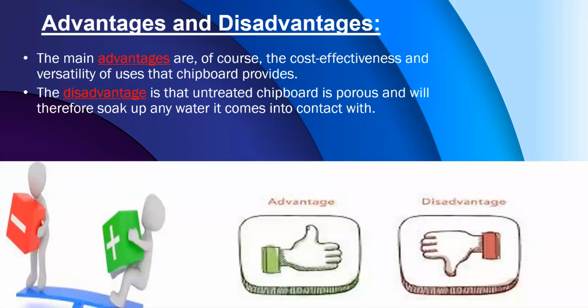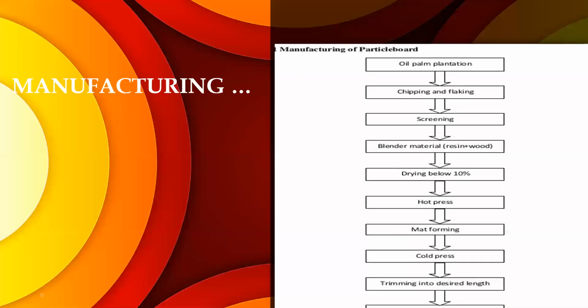Next, advantages and disadvantages of chipboard. The main advantage is the cost effectiveness and the versatility of use that chipboard provides. And the disadvantage is that untreated chipboard is porous and will therefore soak up any water it comes in contact with. So here we discuss the manufacturing process step by step.